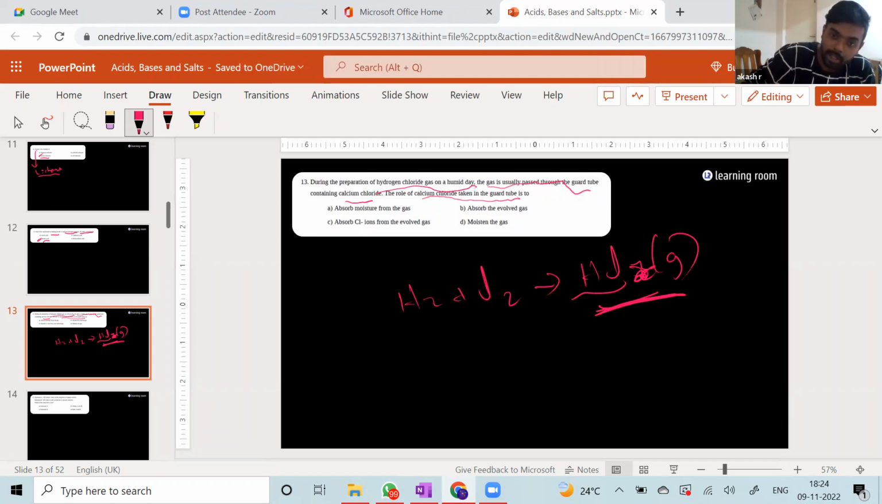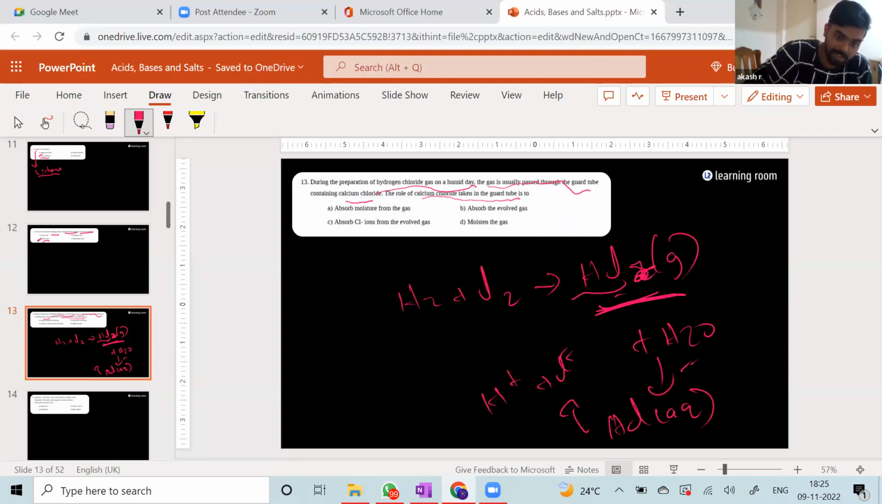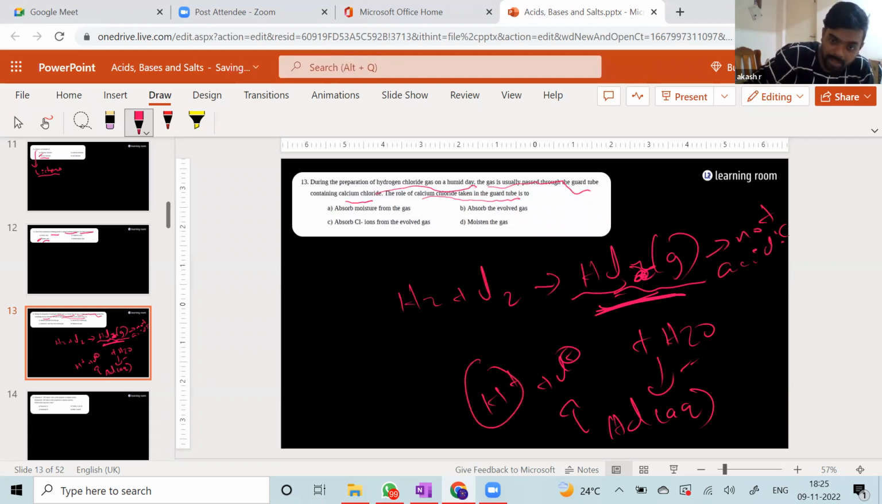Now, why I have to go for CaCl2 is because, if it reacts with water, I am going to form HCl aqueous solution. And that HCl aqueous solution is going to give me H+ and Cl-. Basically, the HCl gas is not acidic. Please understand, once I dissolve that gas in water, then it gives me H+, and then I can call only HCl aqueous solution an acid. HCl gas is not acidic.